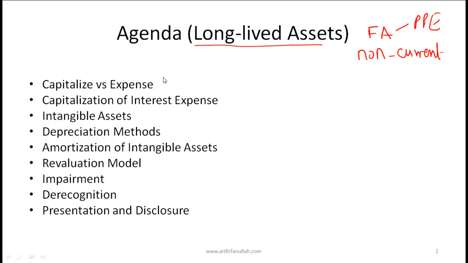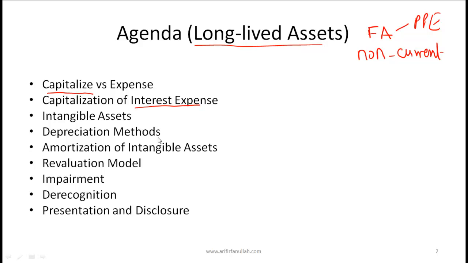In this presentation, we will first talk about how we recognize the cost of long-lived assets, and essentially what we do is capitalize the money spent on assets. We are going to then cover the concept of what costs get capitalized versus what costs get expensed. We will take the special case of interest expense, where we borrow money to construct an asset. What do we do with the interest expense? Then we'll talk about intangible assets, both identifiable and non-identifiable intangible assets.